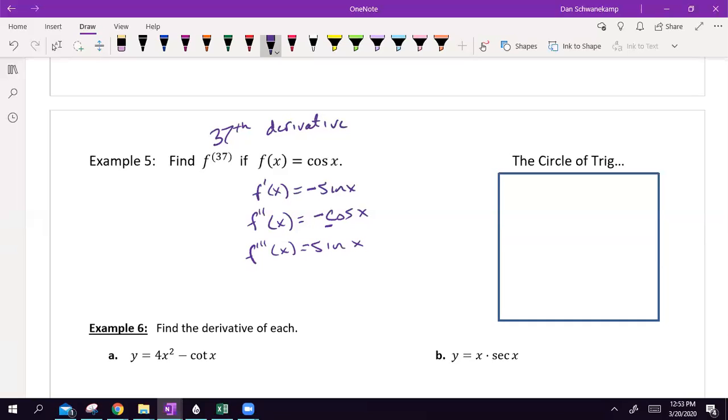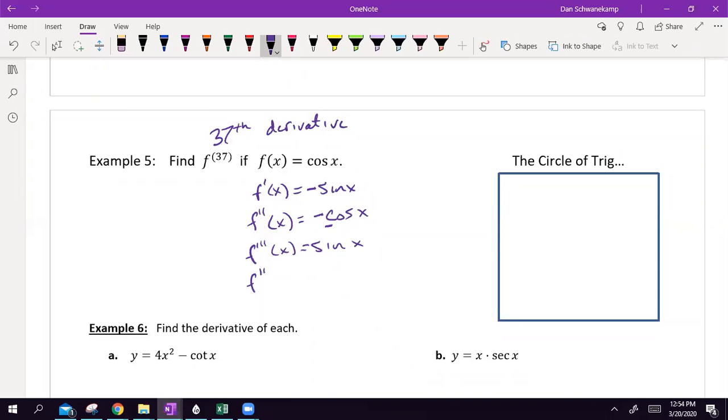Keep going here. Think for a second. What do you think the 37th derivative would be? Okay, 37th derivative would be. Think about what you think it would be here. Good, Marley. Good, Sam. Good, Karis. Good, Elena. Good, Jacob. Good, Abby. So the third derivative is sine.